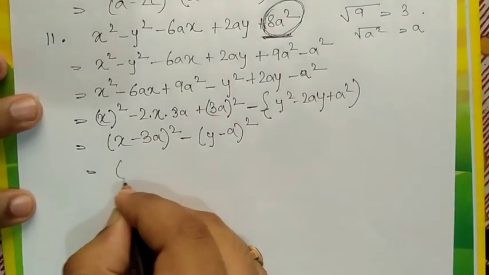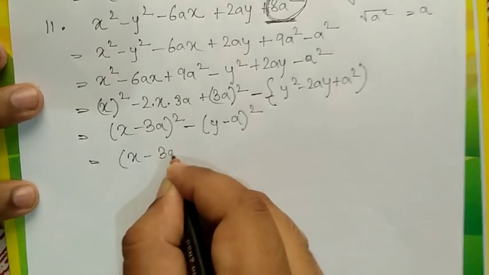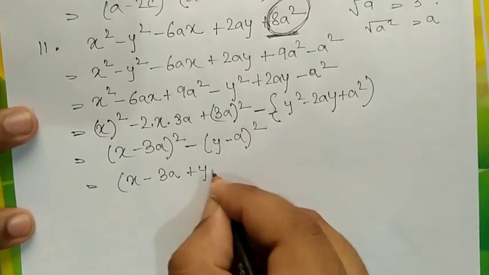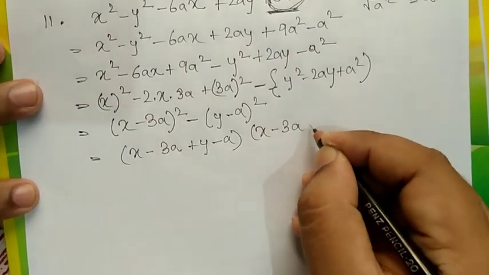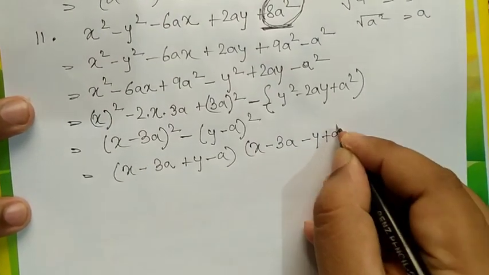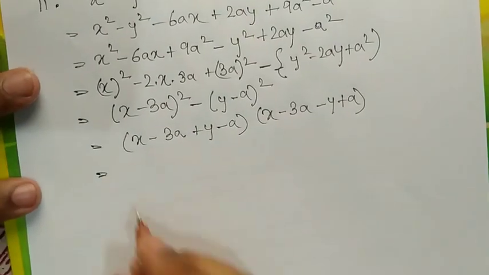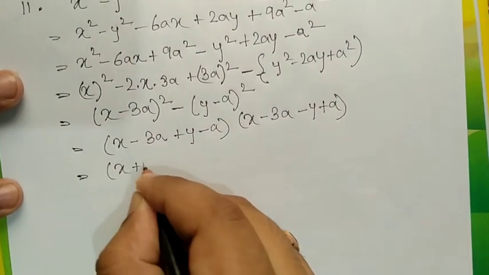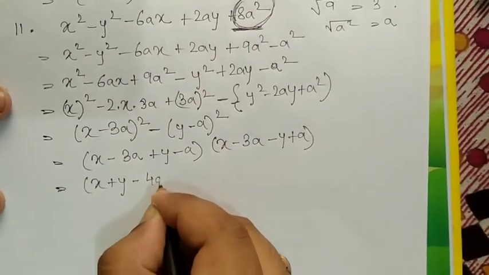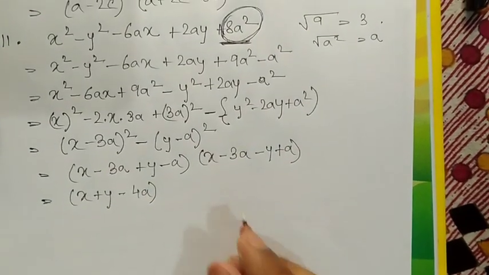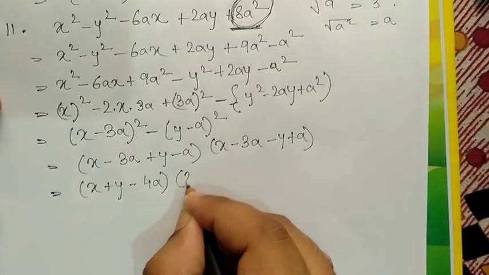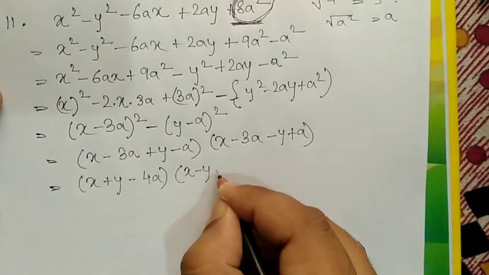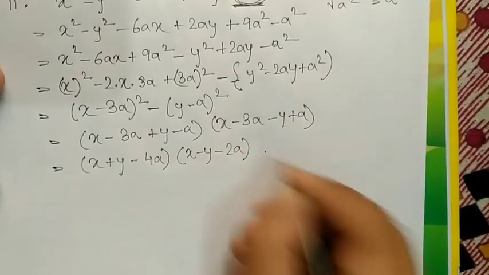a square minus b square form a plus b, a minus b. Simplify those values. This is the answer.